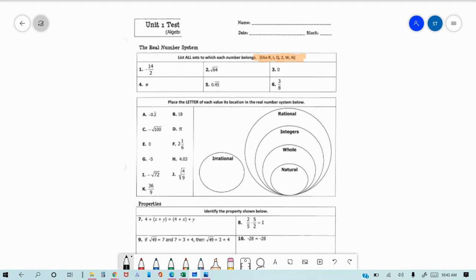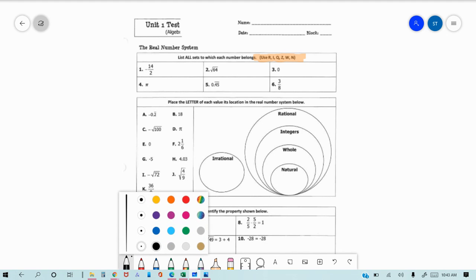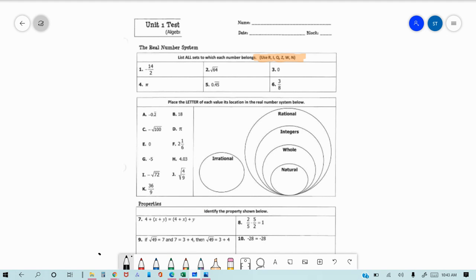What it's asking us for on this top portion is to write in whether it's a real number, a rational, an integer, a whole, a natural, or an irrational number. So for number 1, it is a real number, it is a rational number, and it is an integer. So we have R, Z, and Q.